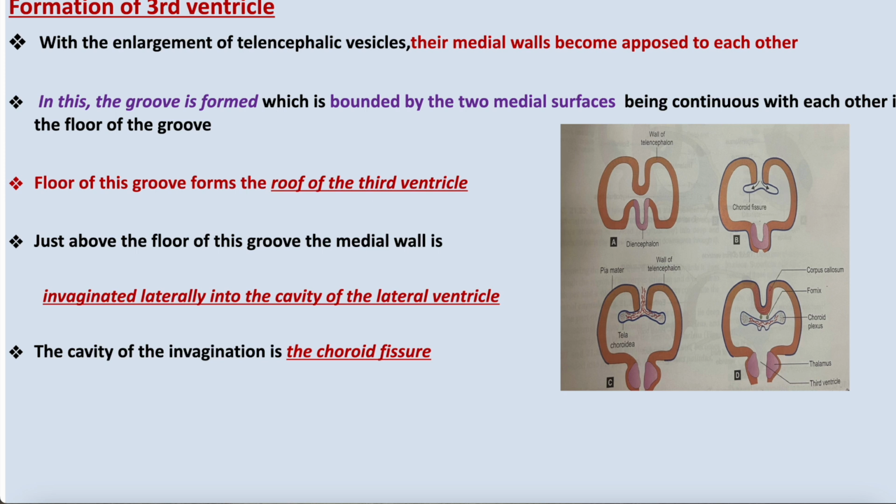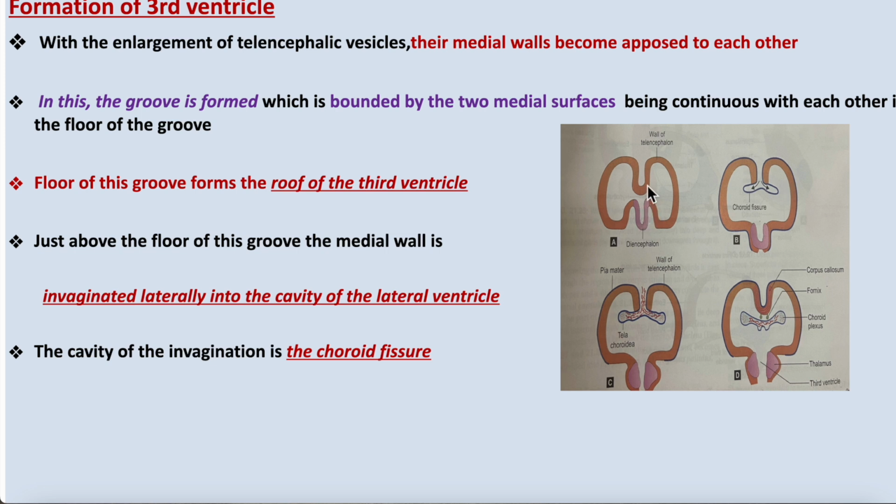Now coming to the formation of the third ventricle, with the enlargement of the telencephalic vesicles, their medial walls become opposed to each other. You can see with the enlargement of these telencephalic vesicles, the medial walls are coming close to each other. In this groove, which is bounded by the two medial surfaces, they are continuous with each other in the floor of the groove. You can see here, and this floor of the groove is going to form the roof of the third ventricle. The third ventricle is the cavity of the diencephalon.